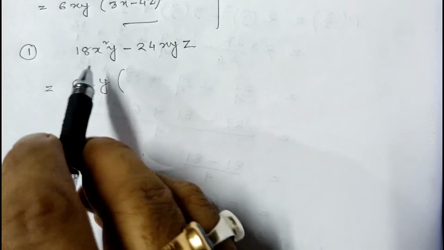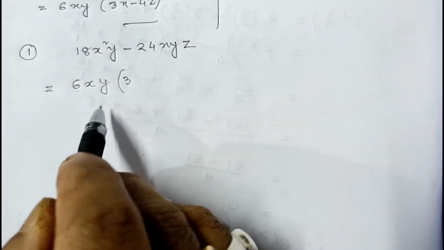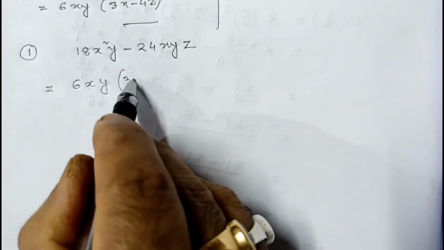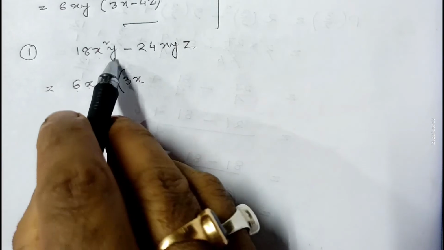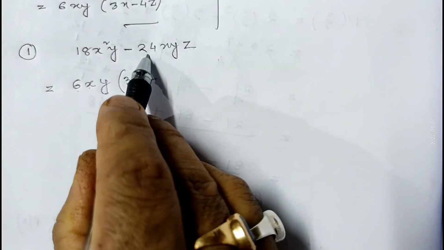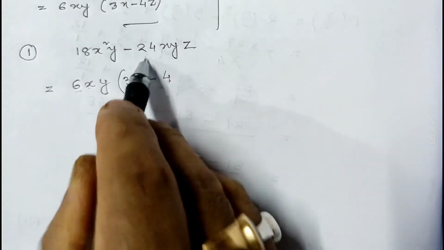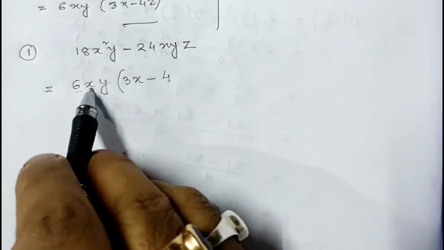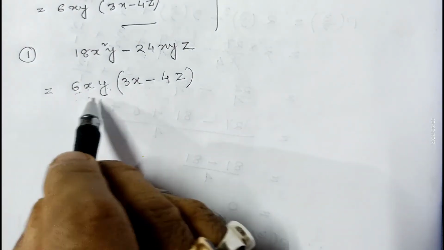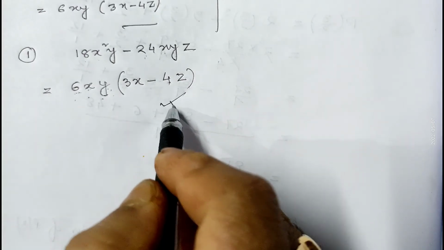Now what is left? Out of 18 we have taken 6 common, so 3 is left. X square, already we have taken 1 x common, another x is left. And y already we have taken common. Here minus 24, already we have taken 6, so it will be 4 because 6 fours are 24. X and y already we have taken common, so we are left with z. That means 6xy into 3x minus 4z is the required answer.